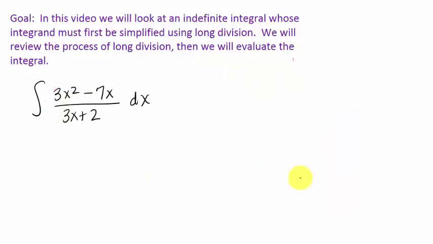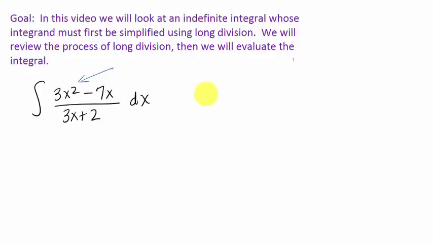So when you're looking at an integral and you see a rational expression, which is a polynomial divided by another polynomial, the first thing you want to do is look at the numerator and see if you do have an improper fraction or not. If the degree of the numerator is greater than or even equal to the degree of the denominator, you can use long division to simplify or rewrite this expression in another way. And that's what we're going to do.